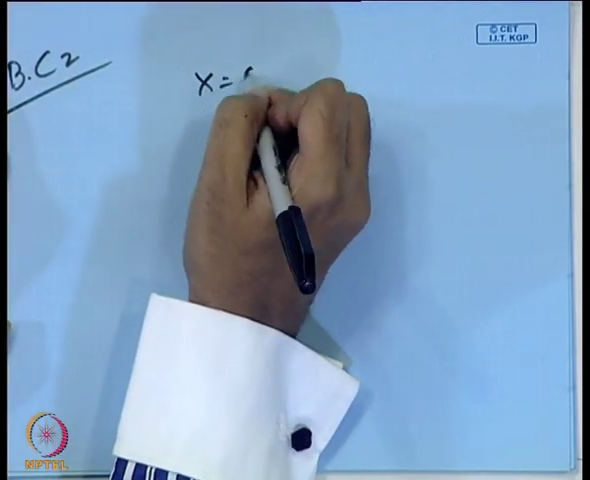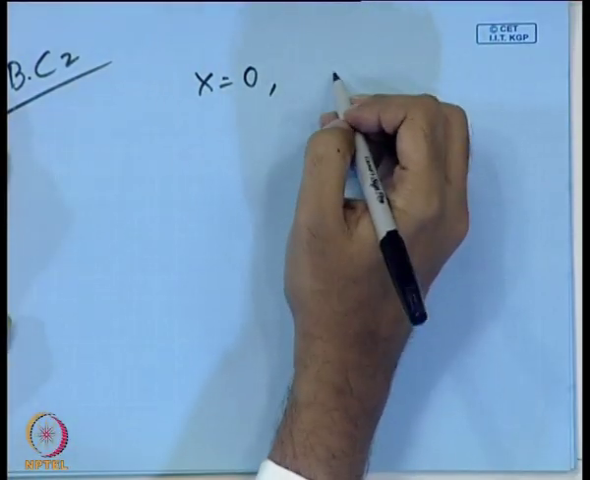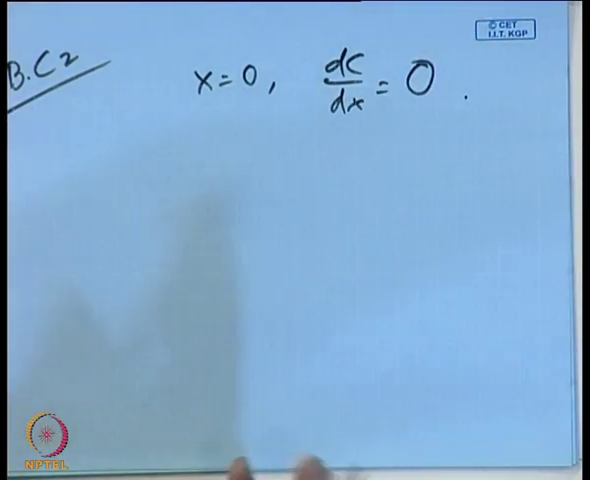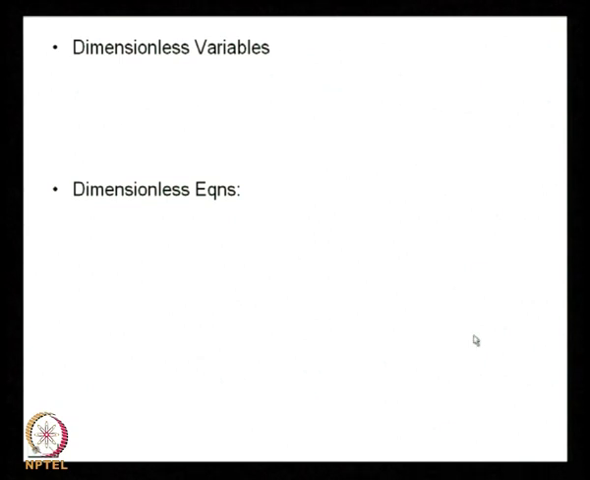which is x equals 0, del c del x is 0. The reason being that again there is symmetry. So, all around you assume the same boundary condition. So, all you need to do is go ahead and solve it, but before we do that we are going to make this equation dimensionless. So, we have to write the equation in dimensionless forms and we have to define some dimensionless variables.